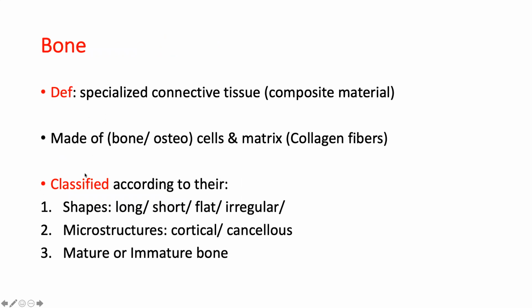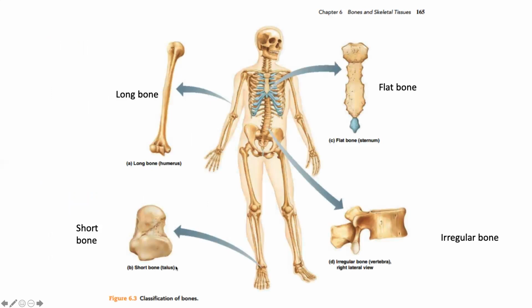So the bones can be classified according to their shape. For example, long bones like the femur and humerus; short bones, little square bones like the carpal bones in our wrist and the tarsal bones in our foot; flat bones like the skull bones and sternum; or irregular bones, which is something like the vertebra. So this is the classification according to their shape.